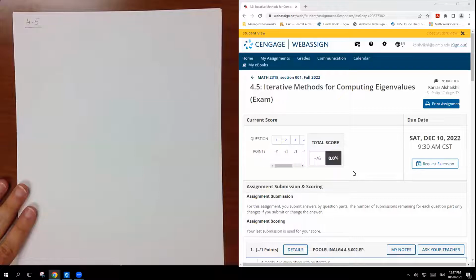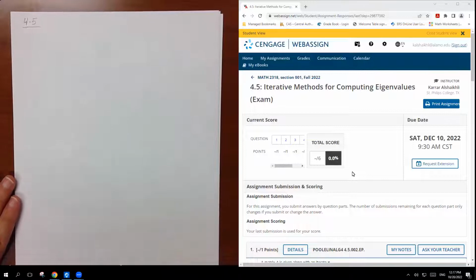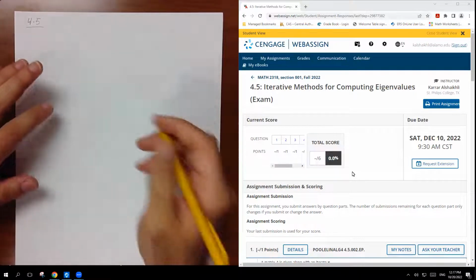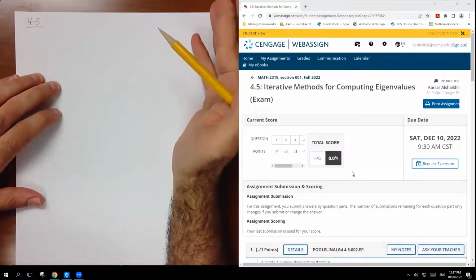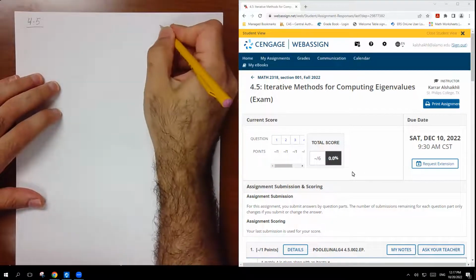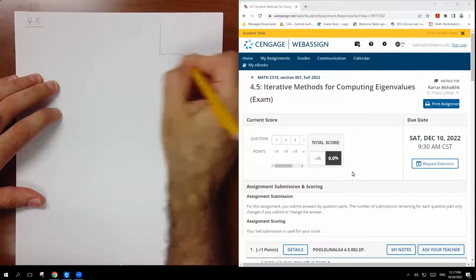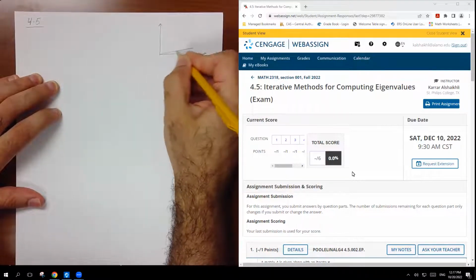So section 4.5, the iterative methods of computing eigenvalues. We're going to focus on the eigenvalues and we're going to use iterative methods. How does it work? For example, we're going to start with an initial vector. Here is our initial vector. Let's say this is x0.